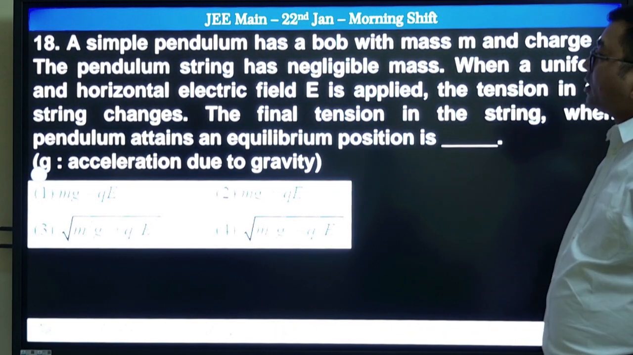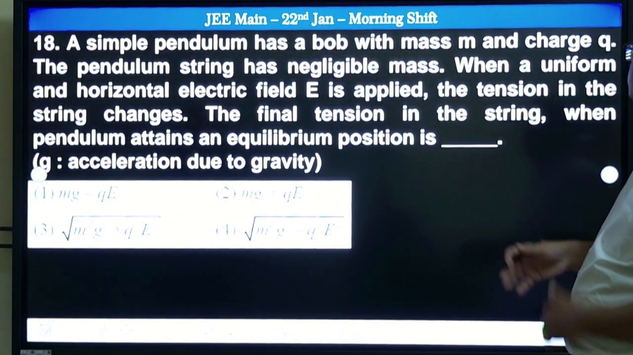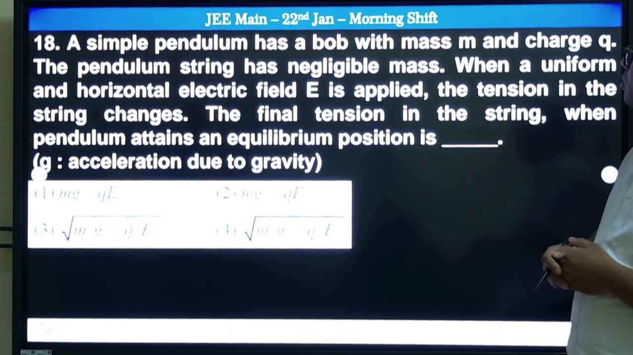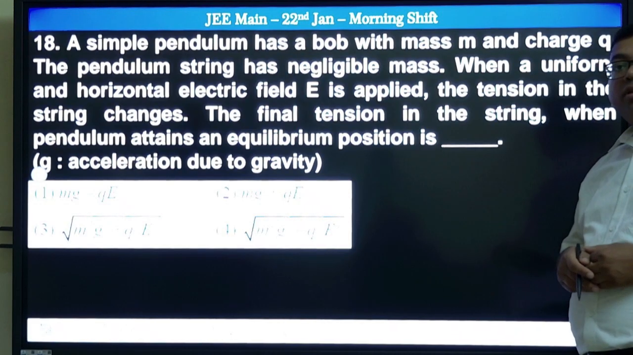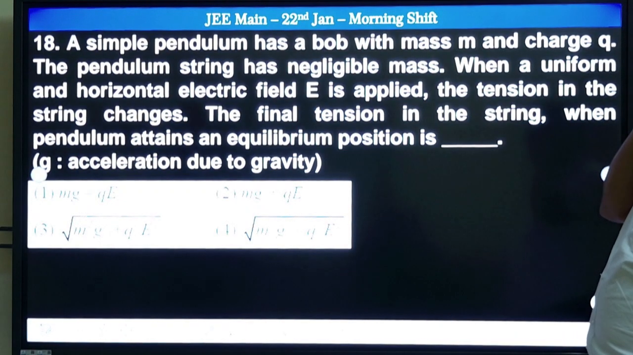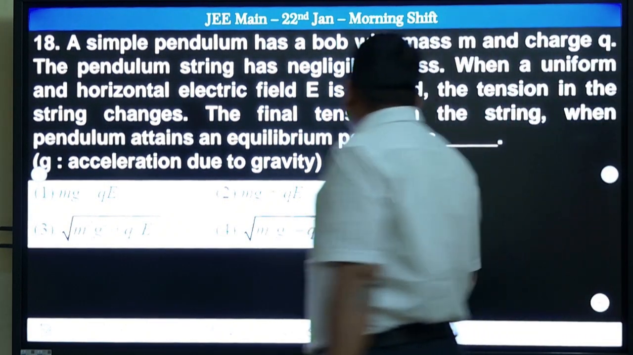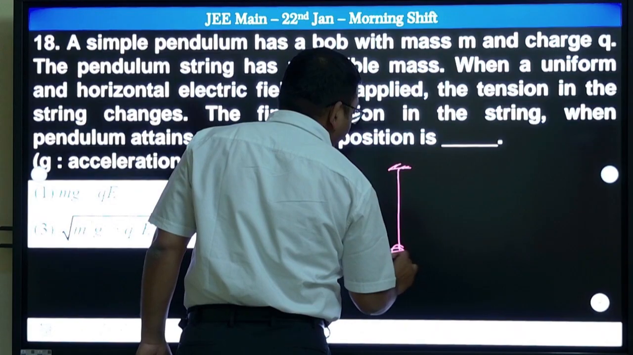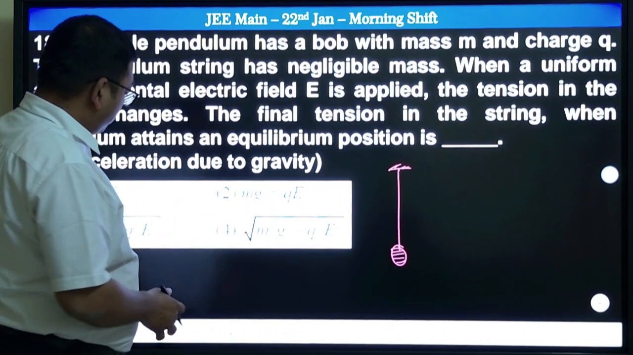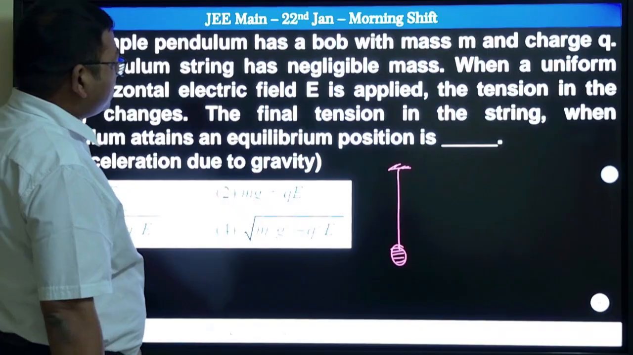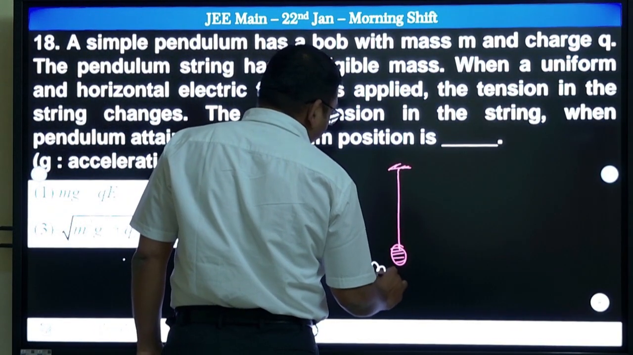Question number 18. A simple pendulum has a bob with mass m and charge q. The pendulum string has negligible mass. When a uniform and horizontal electric field E is applied, the tension in the string changes. The final tension in the string when the pendulum is in equilibrium position is. So this is also a very important result. Suppose right now the pendulum is hanging. As soon as you apply an electric field, and this has got some mass and some charge, the string does not have any mass.